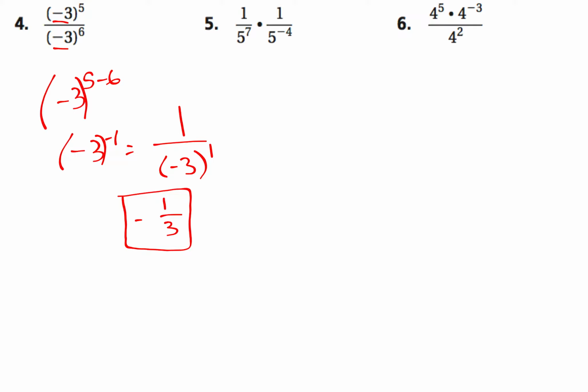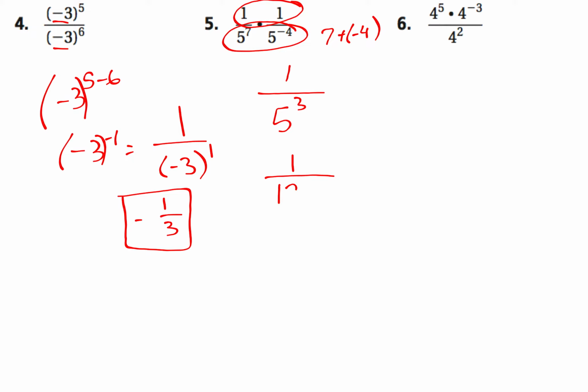Number 5, 1 over 5 to the 7th times 1 over 5 to the negative 4th. Let's just multiply straight across here. 5 to the 7th times 5 to the negative 4. We're going to do 7 plus negative 4. That's going to be 3. 5 to the 3rd. You calculate, it's 125.